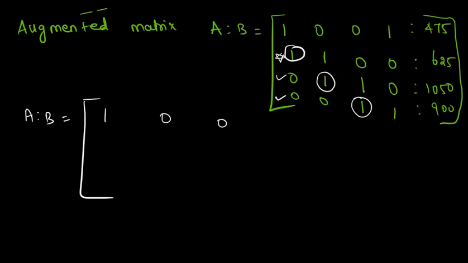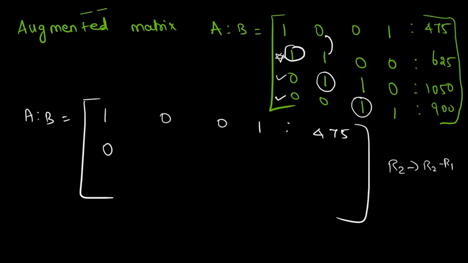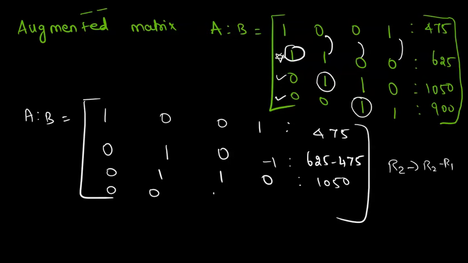So 1 0 0 1 475, and I will write R2 goes to R2 minus R1. So this term will become 0. Then 1 minus 0 is 1, 0 minus 0 is 0, 0 minus 1 is minus 1. And then we have 625 minus 475, which we can simplify and write as 150. And now, these two are already 0. Better we write this and do the transformation in the next step.